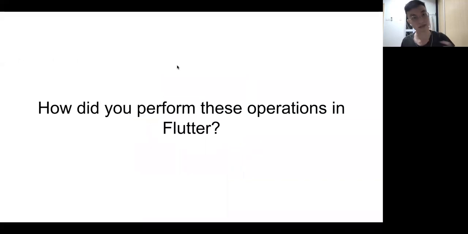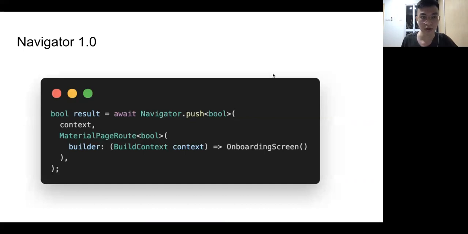The next thing is, how do we perform these operations in Flutter? For Navigator 1.0, it's pretty simple. We have this piece of code for push, so we look at the code line by line. First of all, we declare a boolean called result. This result accepts the result passed back from the onboarding screen.